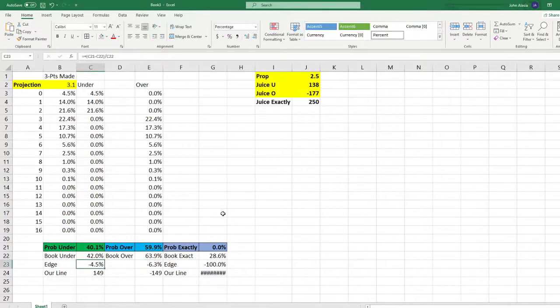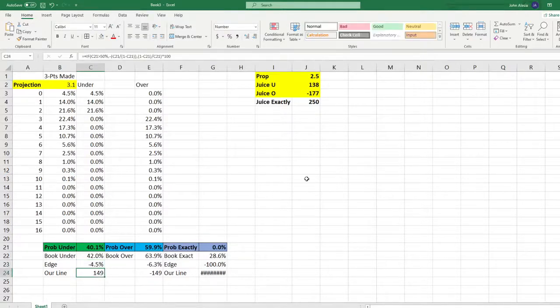The book, in both instances, has a probability greater than the probability I am showing based on my projections. Therefore, our edge is negative. So for the under, we have a negative 4.5% edge, and on the over, it is negative 6.3%. Therefore, neither one of these bets is worth playing.